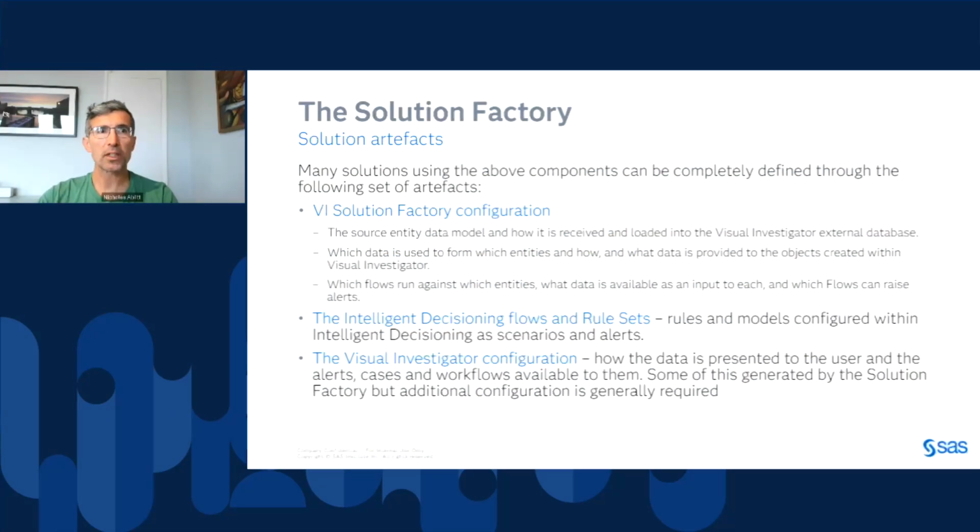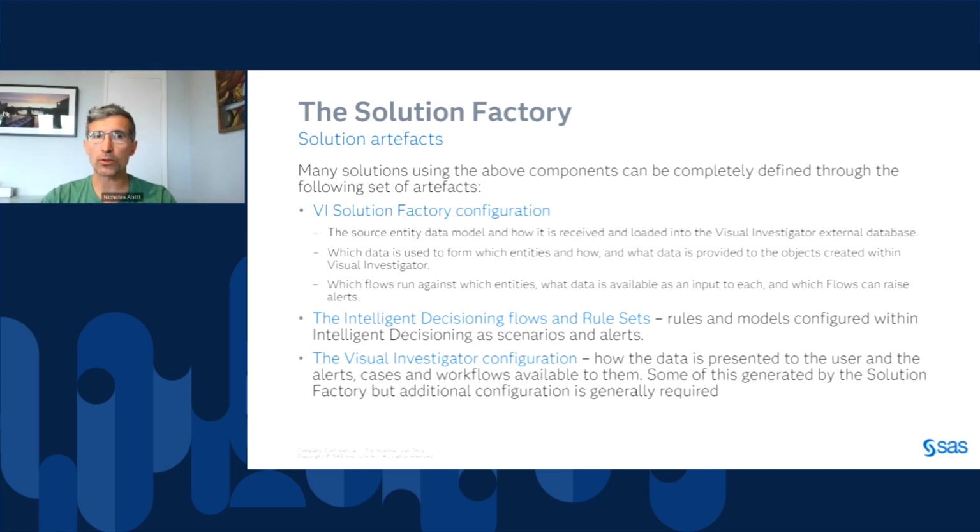So what are the actual solution artifacts then? What does a solution look like? I've mentioned that we have a solution configuration and then we generate a lot of code. What it comes down to then is that a solution is essentially made up of a few artifacts. We have our solution factory configuration, which then allows us to generate all of the actual end-to-end code.